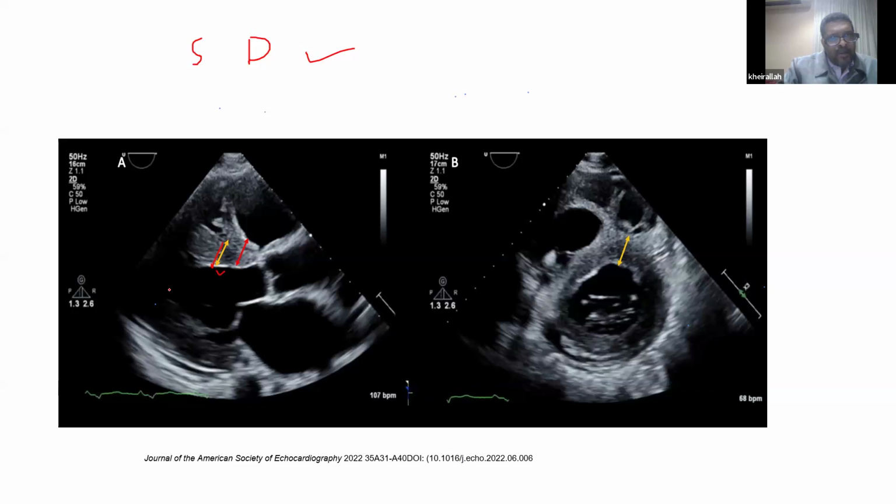Okay. So you have to make sure that you are dropping a perpendicular line. And the other thing is to make sure that you are not including part of the RV trabeculation, like in here. This part belongs to RV. So it's included in the measurement. And don't go too deep. It's in the basal septum, okay?